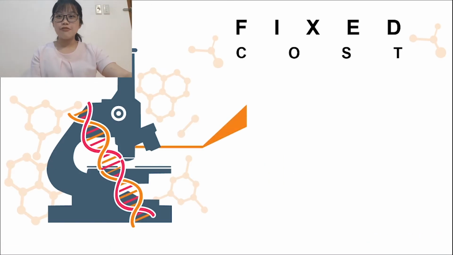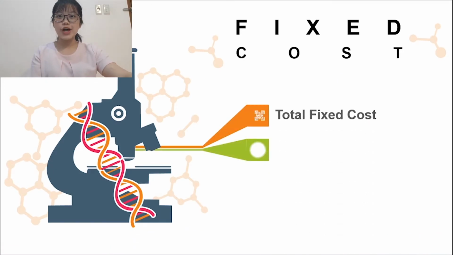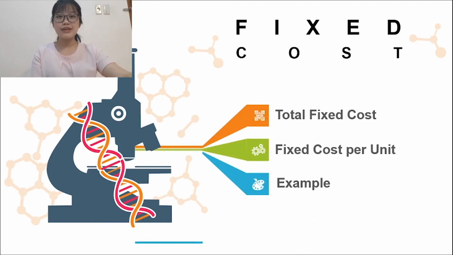Fixed cost. Fixed cost is the cost that is not influenced by the activity level, of course, in a relevant range. In conclusion, the total of fixed cost will not change in a relevant range, although the activity level changes. And the fixed cost per unit changes when the activity level changes. And the example of fixed cost can be depreciation cost and salary costs.